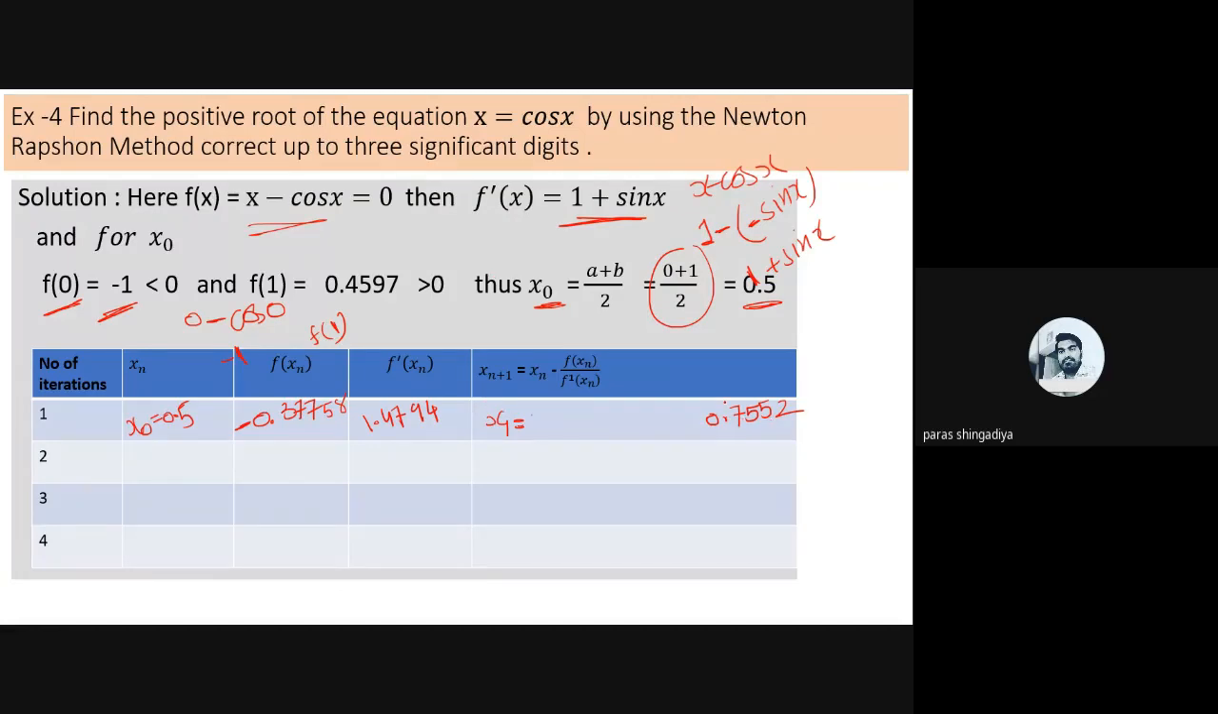So x1 is 0.7552, and you can just replace 0.5 here. Now there is a negative sign in between the first value and the second value, and the function output is also negative, so you can consider it directly positive here. In the bracket write 0.37758 divided by 1.4794. Just press enter, you will get the answer 0.7552. So use x1 is equal to 0.7552. Now check the function output, f(x1).